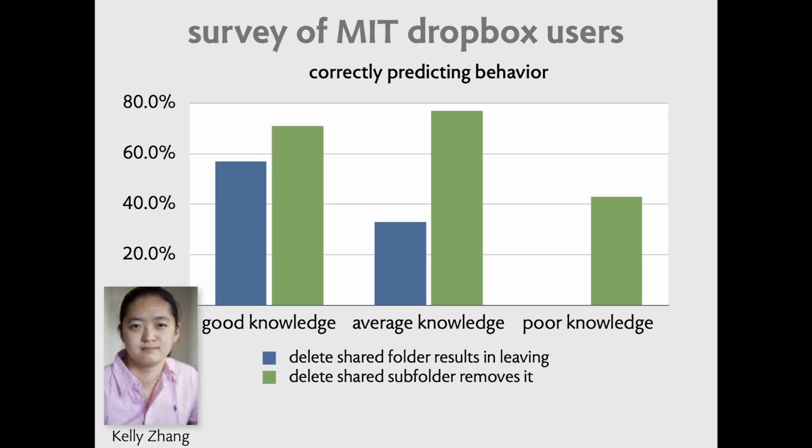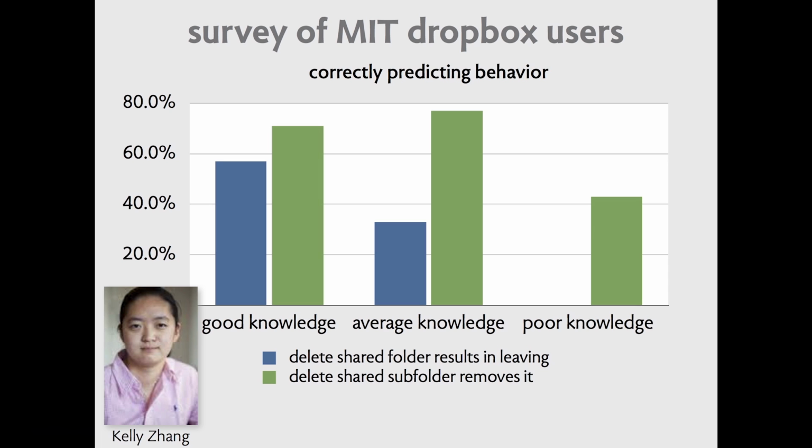I had an undergraduate, Kelly Zhang, and she surveyed a whole load of her friends. She got 50 or 60 MIT undergraduates, and she gave them a very simple questionnaire to see if they understood this behavior of Dropbox. And she also asked them to classify themselves according to whether they had good, average, or poor knowledge of Dropbox. And you can see how well they did on the answers to these two questions.